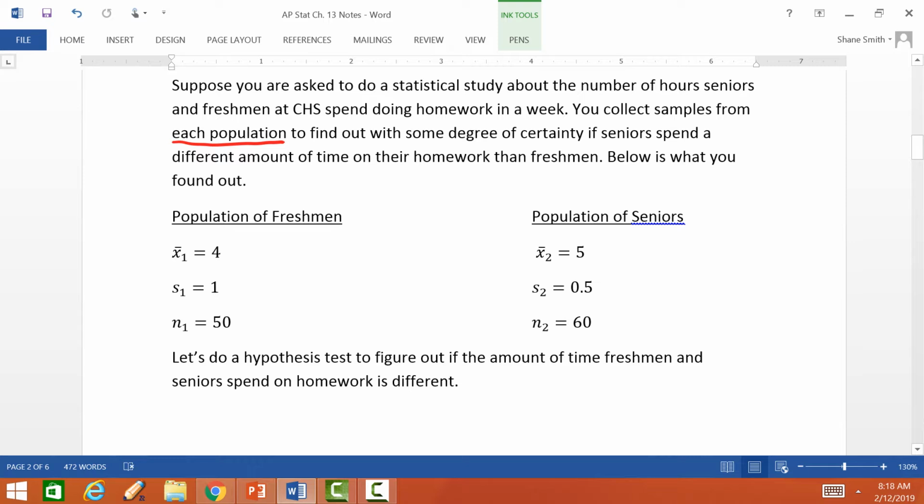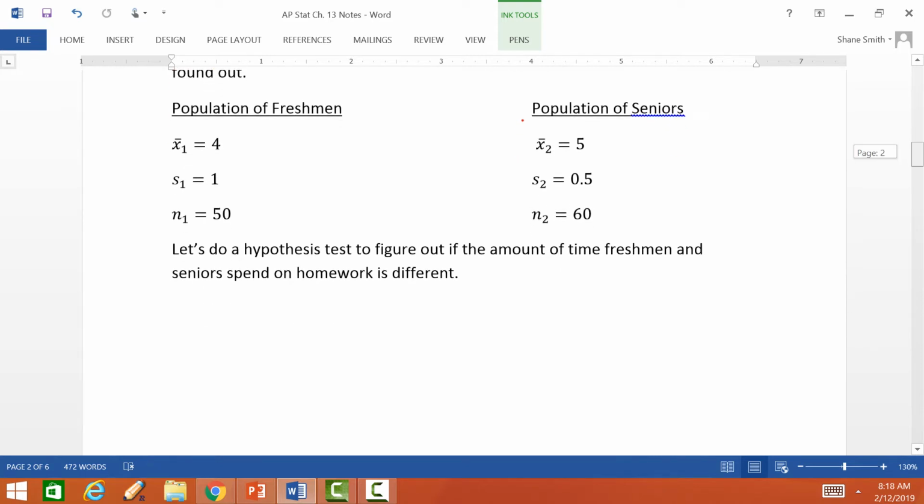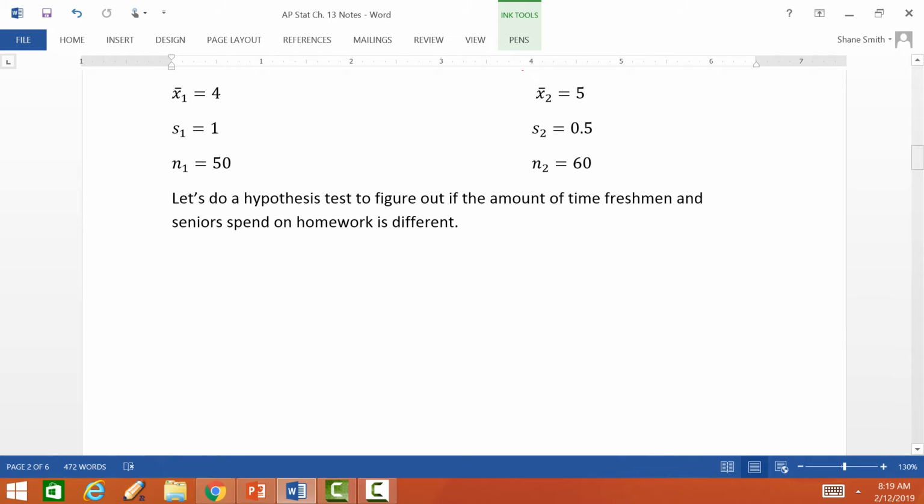To find out with some degree of certainty if seniors spend a different amount of time on their homework than freshmen. So we just want to see if there's a different amount of time spent, and below is what you find out. This is the sample data from the population of freshmen, and this is the sample data from the population of seniors. And we want to do a hypothesis test to figure out if a difference actually exists.